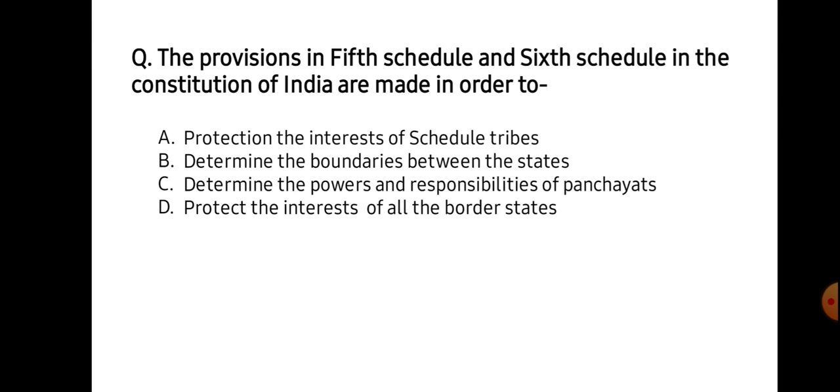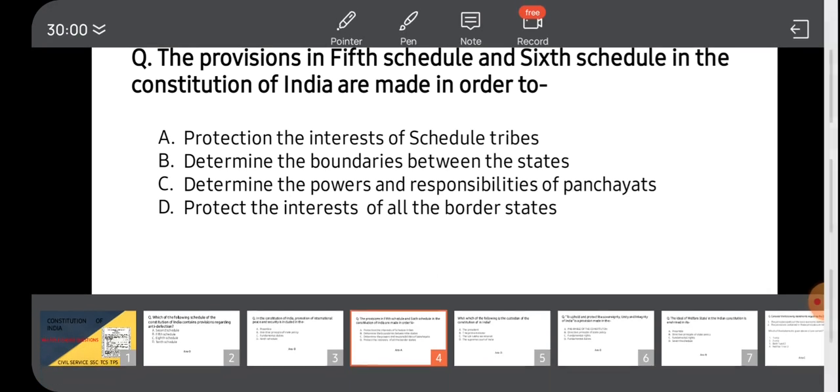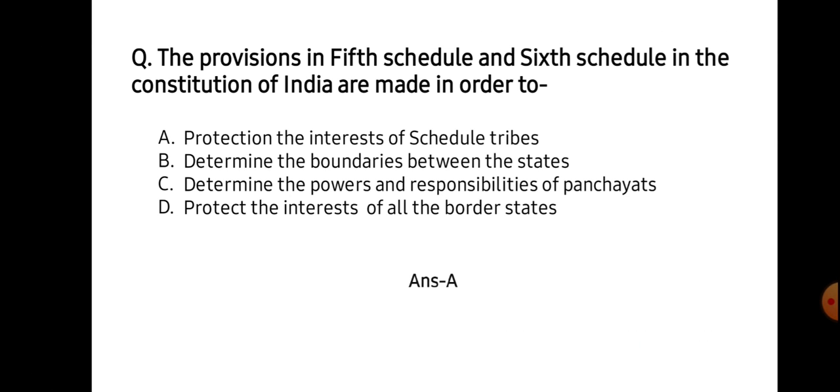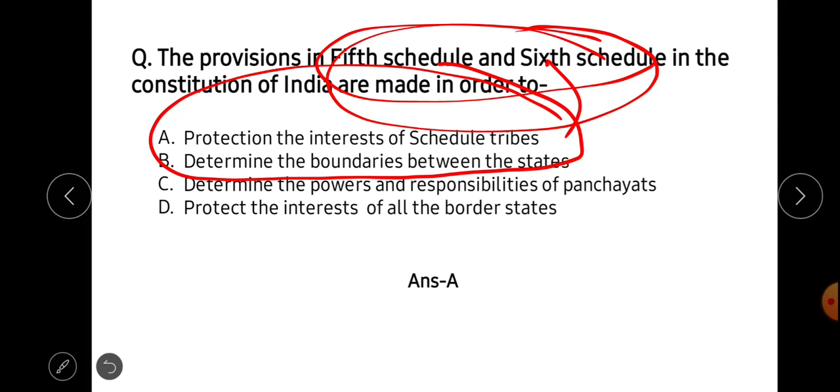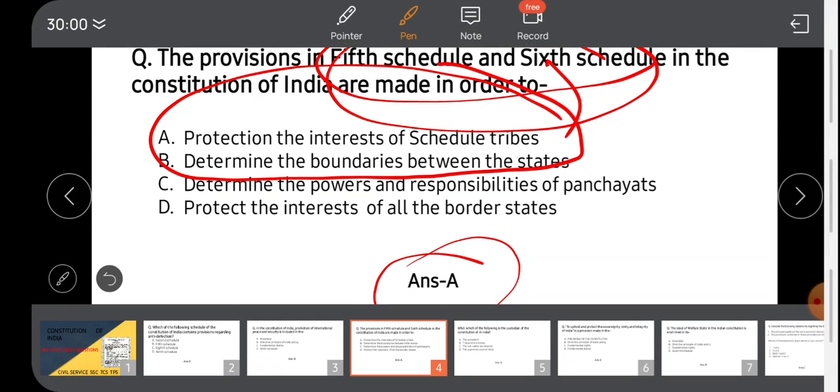The provisions of the fifth schedule and sixth schedule in the Constitution of India are made in order to protect the interests of the scheduled tribes. So the fifth and the sixth schedule of our Constitution are related to the protection of the interests of the scheduled tribes. So option A is the correct one. Now next one.